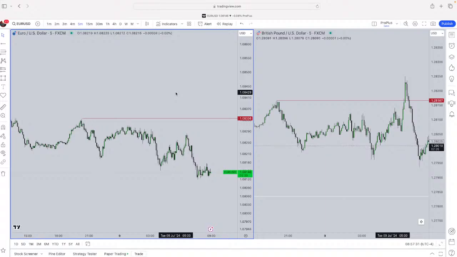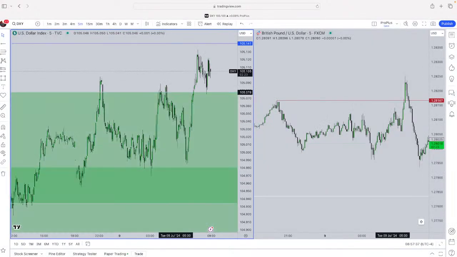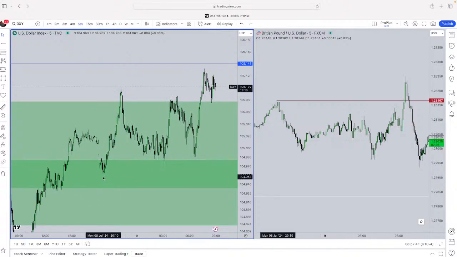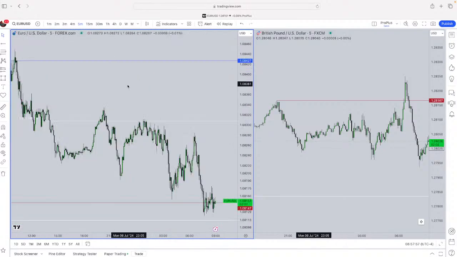With SMT you want three pairs, so you want to look at GU, EU, then dollar. So take a look at dollar. It'd be about here. So dollar didn't take the low of Asia. But I'm not too involved in SMT. For Euro, let's have a look, bro.